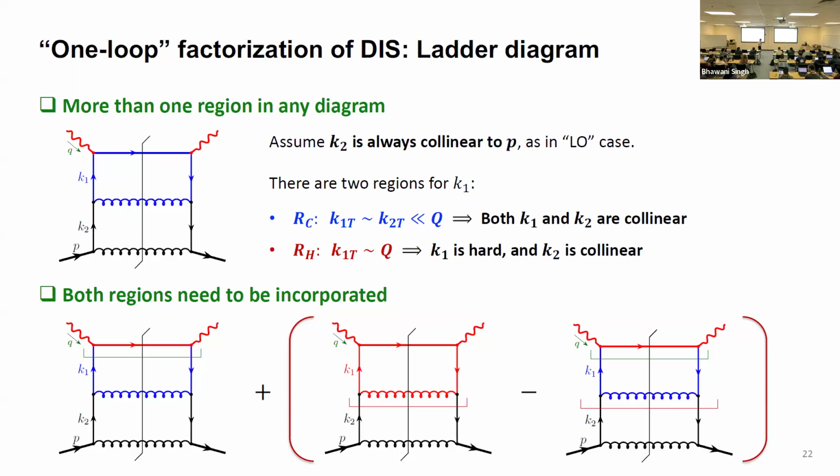But K1 doesn't have to be collinear, right? K1 is a loop momentum. It can take whatever it wants, so it can also be hard. By hard, I mean its transverse momentum is not small, it's large. And there is another thing which I did not have time to talk about, which is power counting. You can do a power counting in both regions and you find that they are both of the leading power. So in this case, this region should also be taken into account.